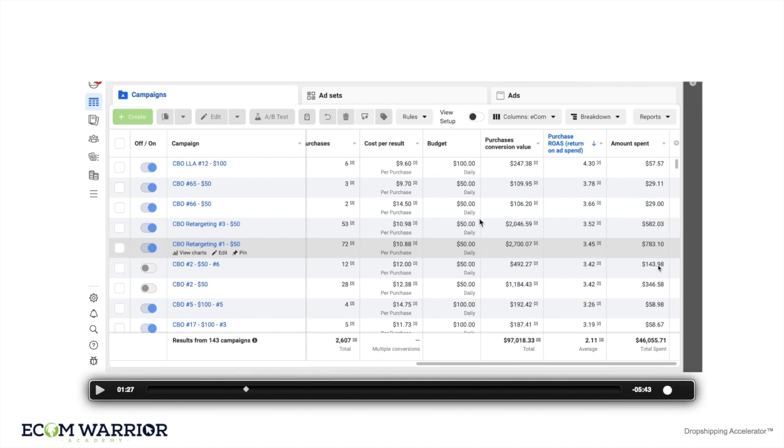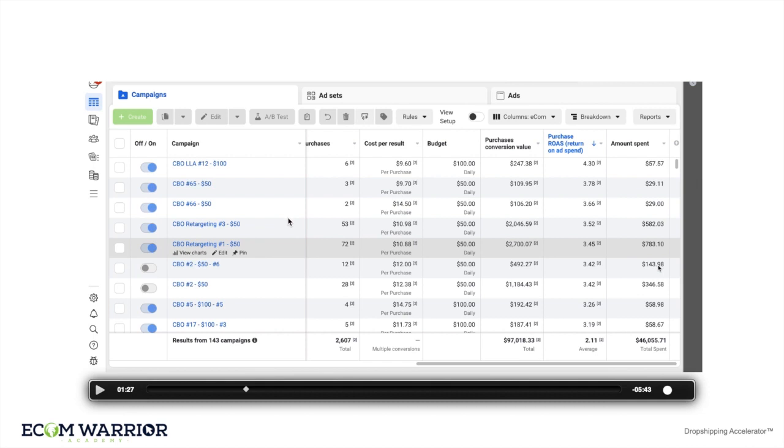And let me just jump back to the very top. So CBO lookalikes number 12. So in this campaign, I just chucked in the lookalikes that are performing very well. And so this one spent $57 for $247 conversion value for a ROAS of 4.3. Now, if I just go down here, CBO number 2 at $50, this one spent $346 to generate $1,184 for a ROAS of 3.42.